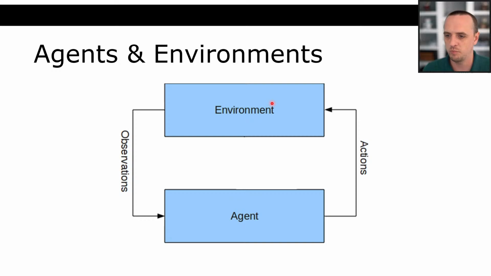We make a new decision, we take a new action, the action affects the environment, we perceive that change in the environment, and we do a new action. So this is sort of the infinite loop in which we live, in which our agents live, in which our robots live, etc.